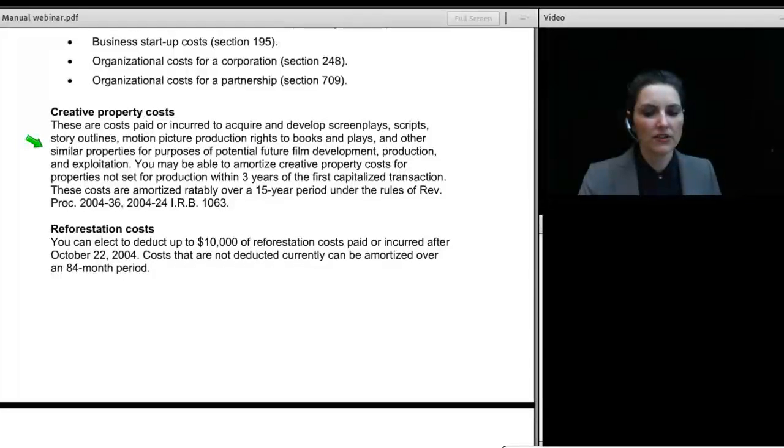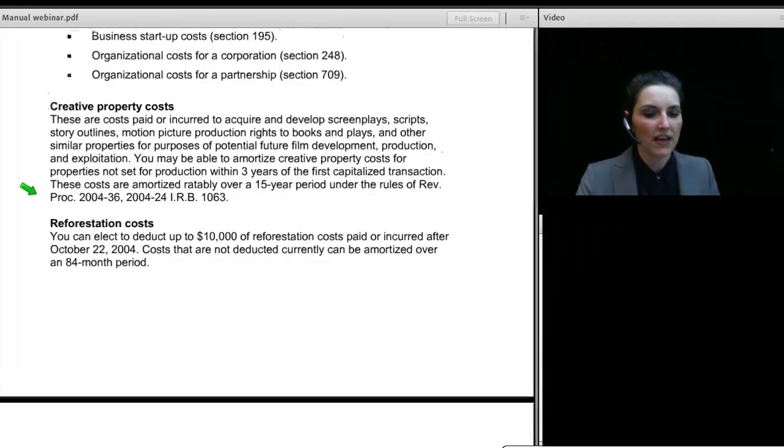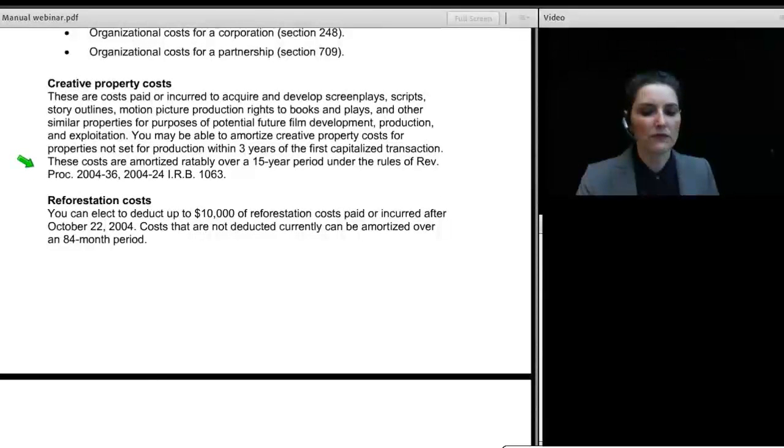These are costs paid or incurred to acquire and develop screenplays, scripts, story outlines, motion picture production rights to books and plays, and other similar properties for purposes of potential future film development, production, and exploitation. You may be able to amortize creative costs for properties not set for production within 3 years of the first capitalization transaction, and they are amortized ratably over a 15-year period. You need to read Revenue Procedure 2004-36 and 2004-24 or Internal Revenue Bulletin 1063 if you really want to know more on that topic.